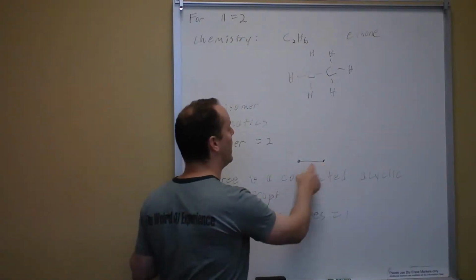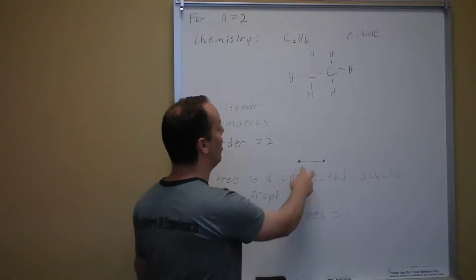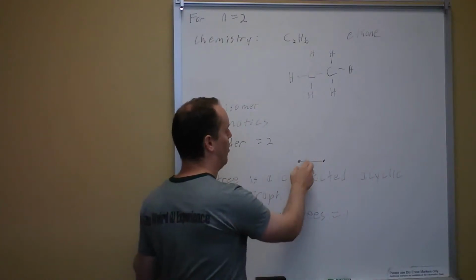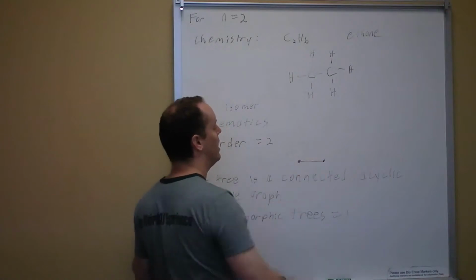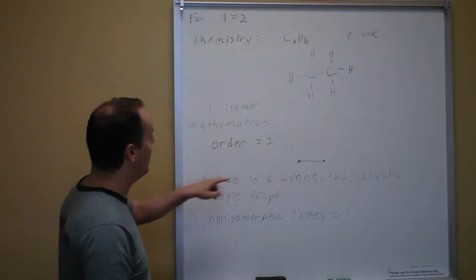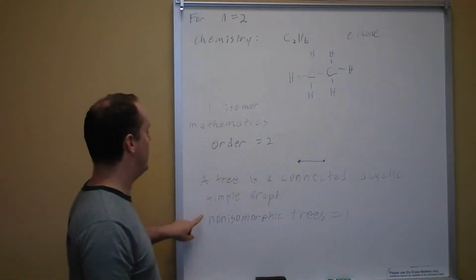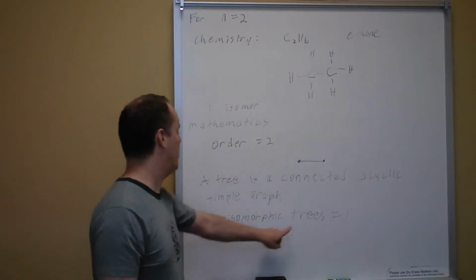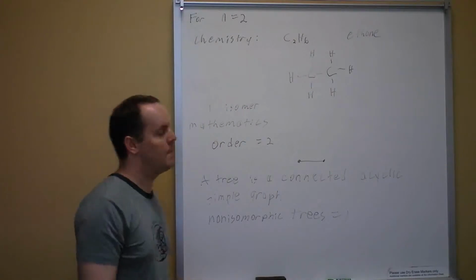Simple means only one connection between the two. There are perfectly legitimate graphs where you have 2 or 3 or 10 connections between vertices, but that's not a tree. That's a different kind of graph. So again, there's only one way to do this, so we say that for order 2, there is only one non-isomorphic tree.